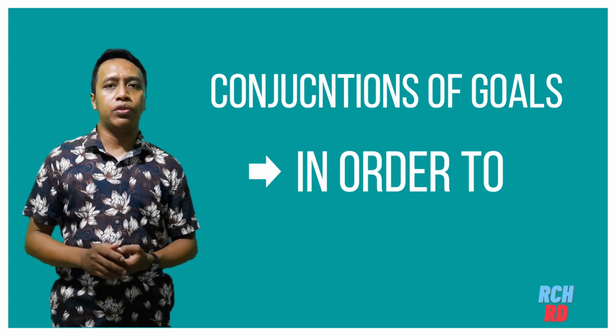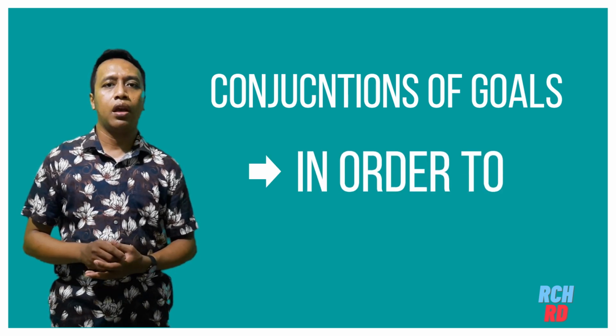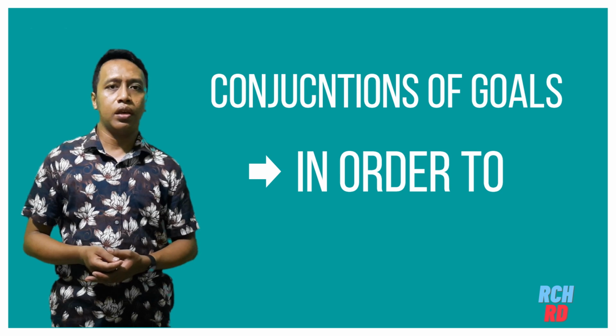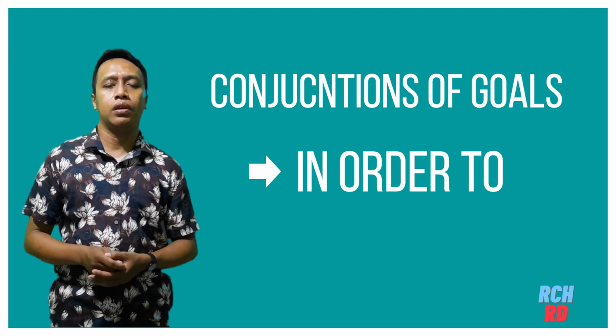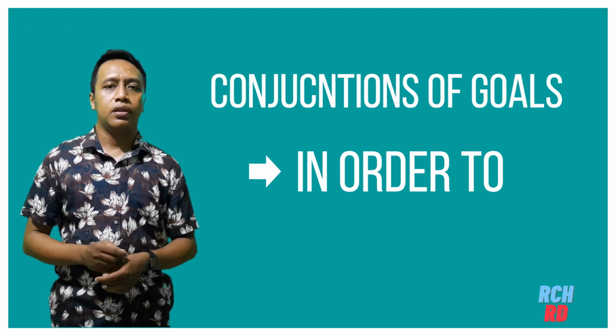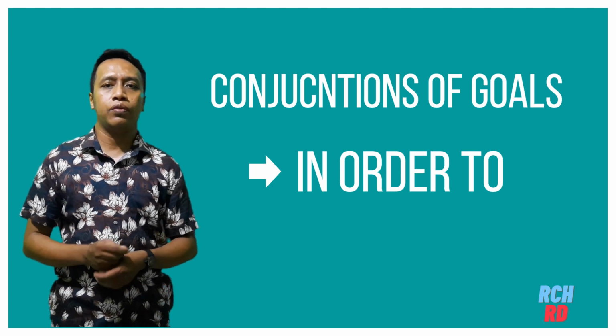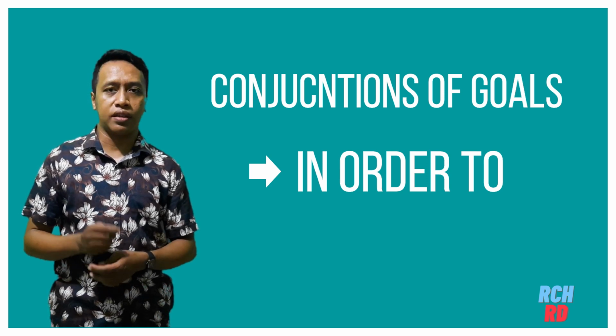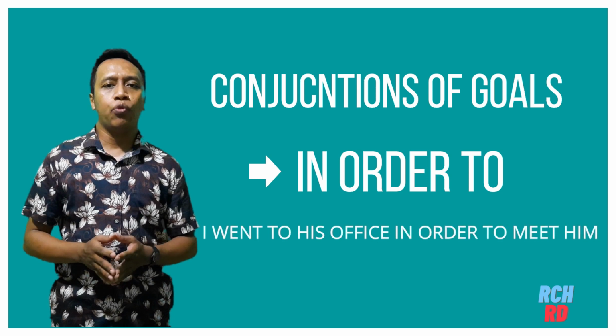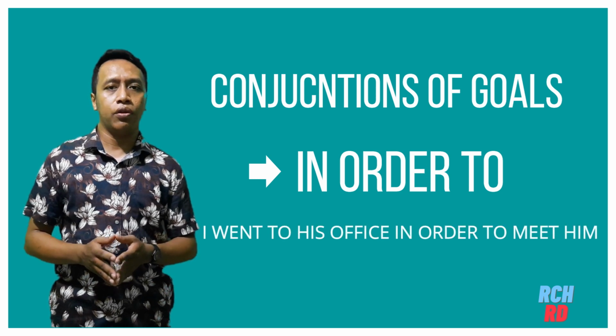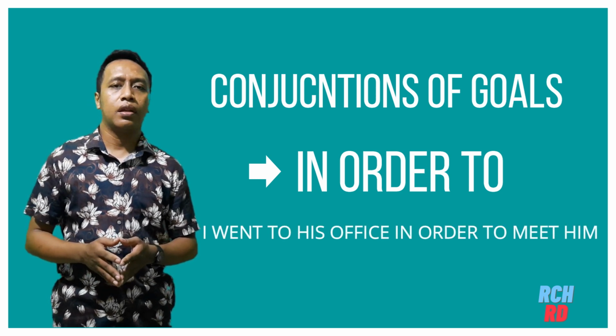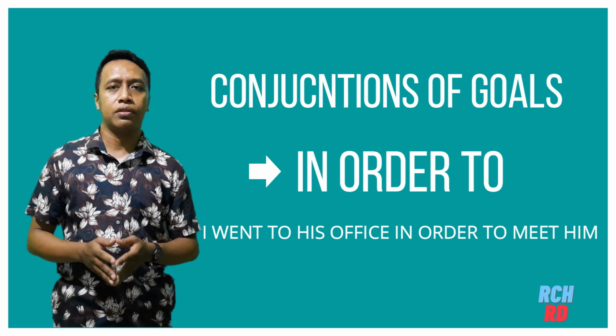The next one is in order to. We use it when we talk about the purpose of something. Why do we do something? What's the purpose of something? What's the reason? In order to followed by a phrase. For example, I went to his office in order to meet him. Now, let's see the explanation.